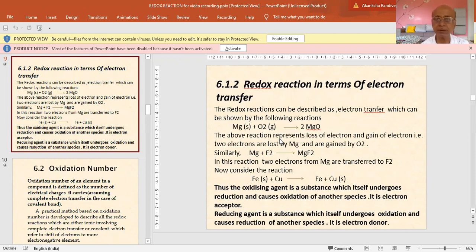Now let us study the electron transfer concept to explain the redox reaction, that is, redox reaction in terms of electron transfer. Let us explain this concept with the help of different examples. The first example: magnesium in a solid state with oxygen produces magnesium oxide. That is, magnesium combines with oxygen to form magnesium oxide.